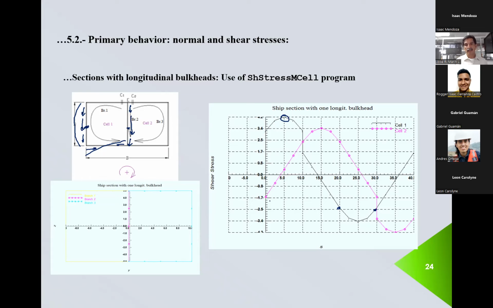Similarly for the other cell. The other cell starts here and you go like this. So this distribution from here to here, that's the distribution in here. Or it's negative. And this distribution on this side is equal to this one here because of symmetry.